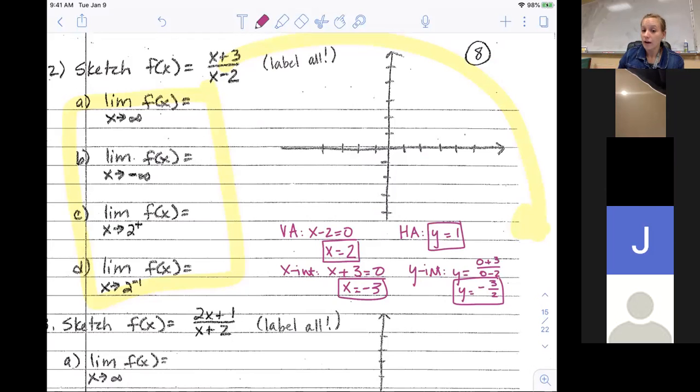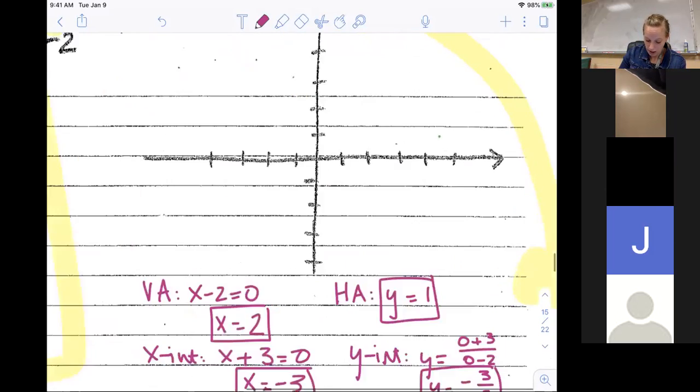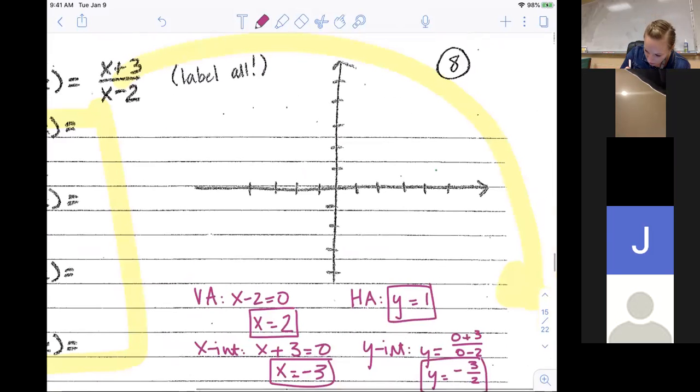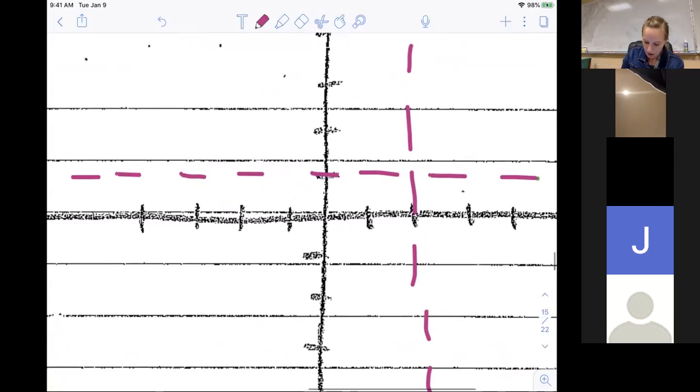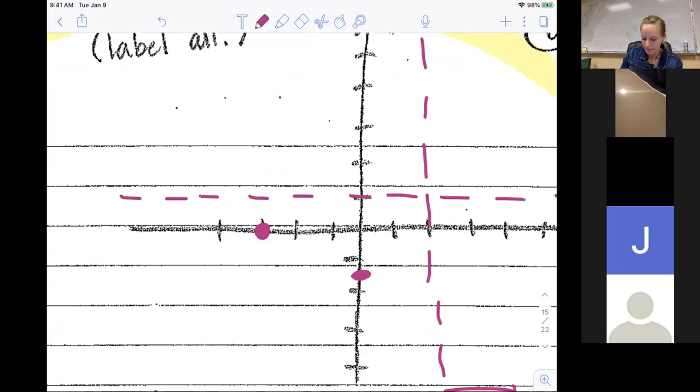Let's graph these. So I'm gonna graph my asymptotes and my intercepts. I've got x equals 2 as my vertical asymptote. Whoa, that is not a line. It's only marginally better. Horizontal asymptote is at y equals 1. My intercepts are at -3 and -3 over 2. -3 on the x-axis is easy to find. Remember, -3/2 is between -1 and -2. So just somewhere between -1 and -2 is fine with me.